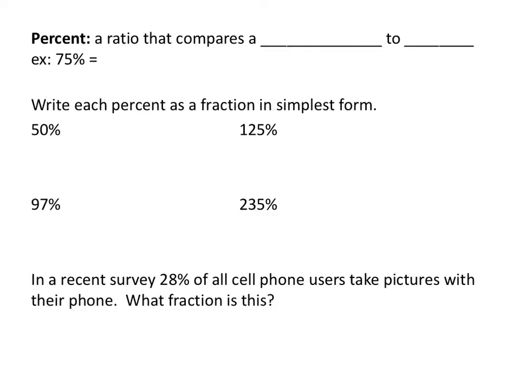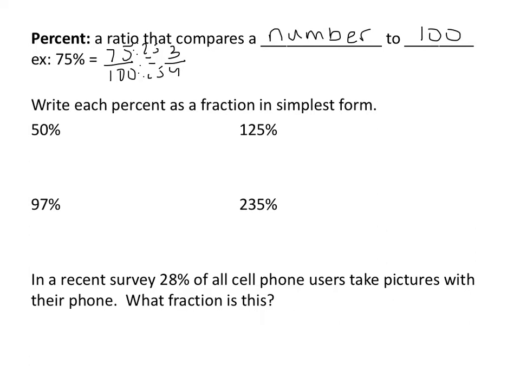First of all, what a percent actually means is that it's a ratio that compares a number to 100. So when we say 75%, that actually means that it is 75 out of 100, or 3 out of 4, because 25 goes into both of these. So if I divide by 25, I get 3/4. So we're going to write each percent as a fraction in simplest form.